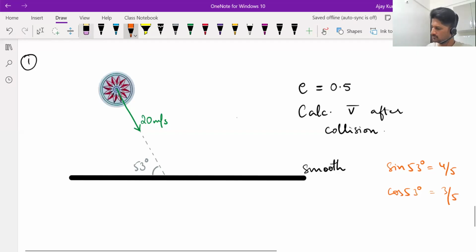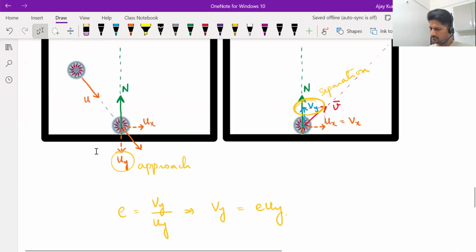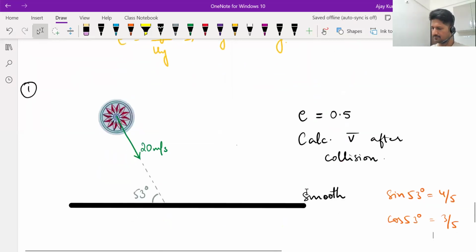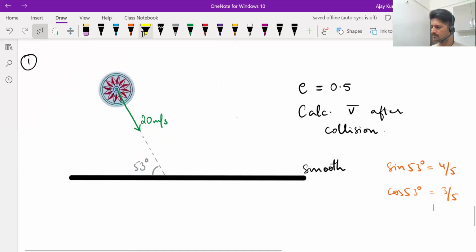Don't blindly use the formula and solve. Resolve into components. Visualize what is the speed of approach, what is the speed of separation, use the equation for coefficient of restitution and all. Yeah, so you can say. I got one answer as 12 i cap plus 8 j cap. Okay, I think that is correct only.